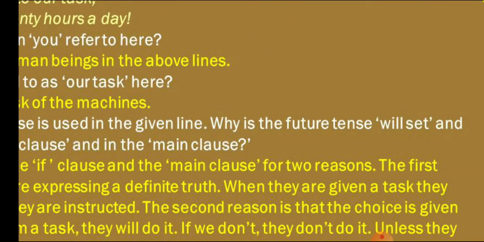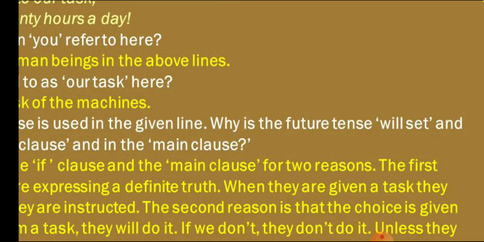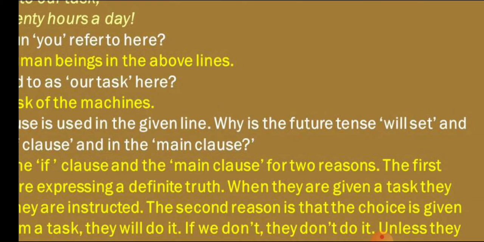The second reason is that the choice is given to us. If we choose to give them a task, they will do it. If we don't, then they don't do it. So unless we give them a task, they never work. We have to set the task to them so they work accordingly.